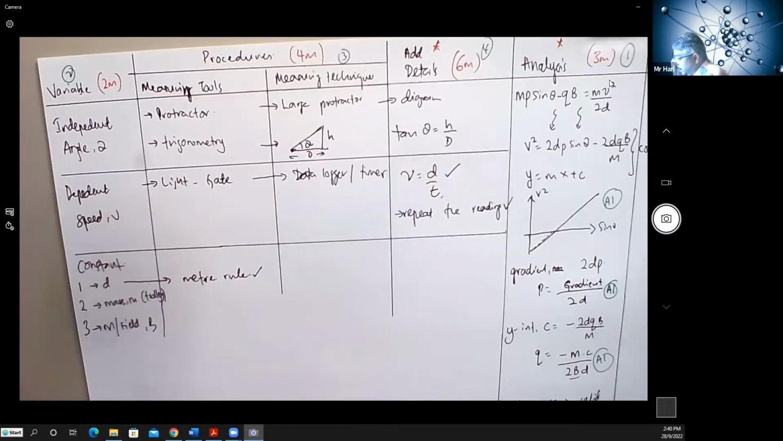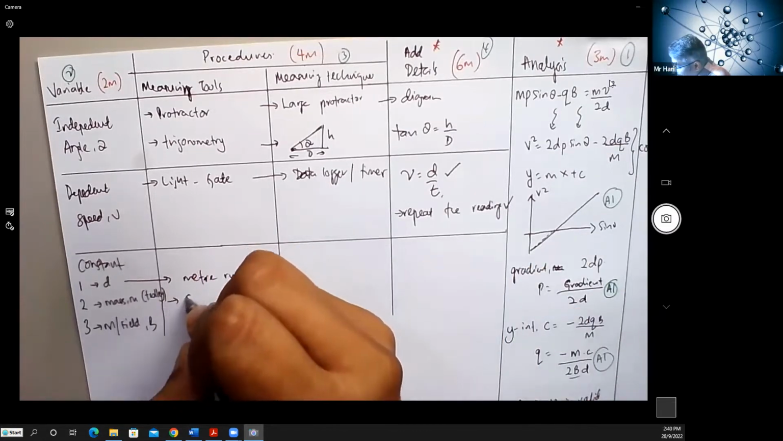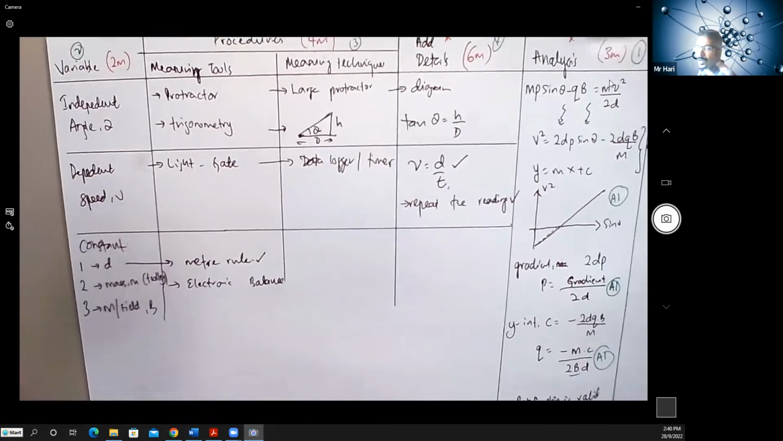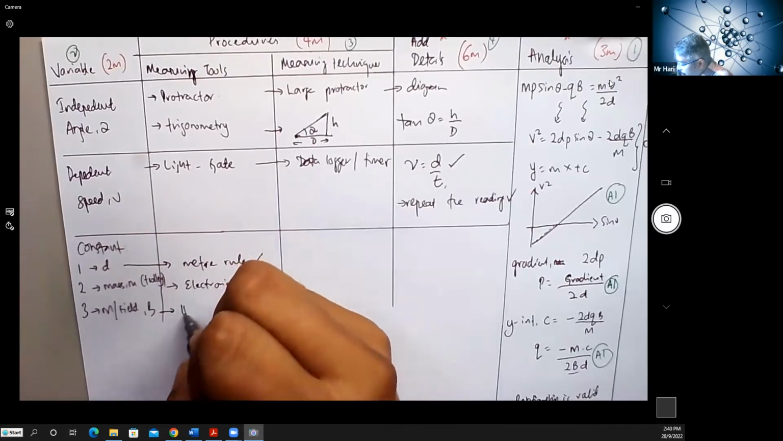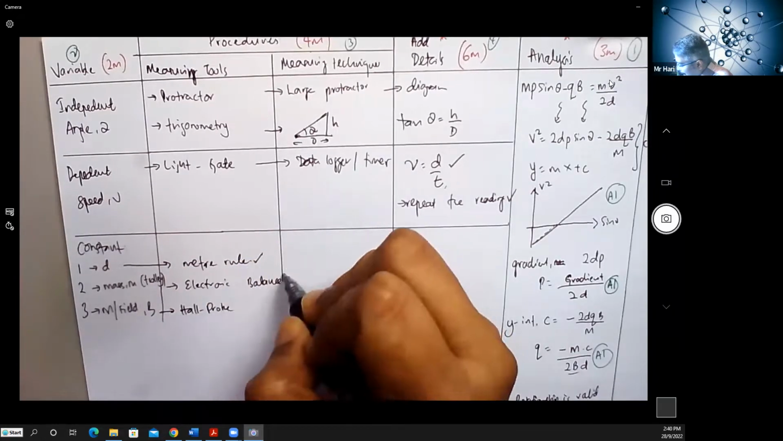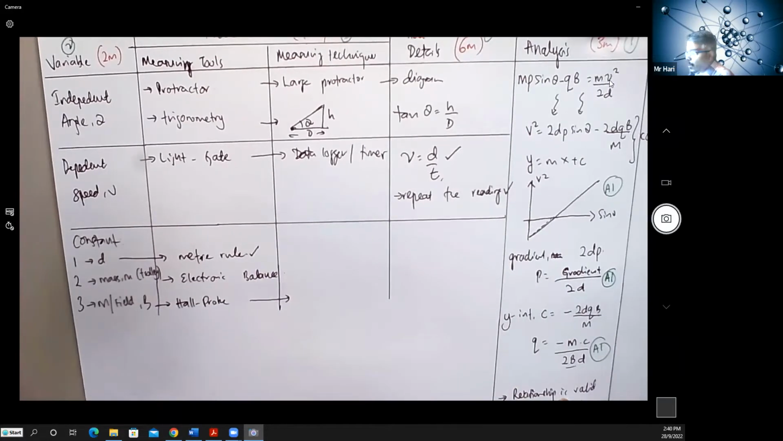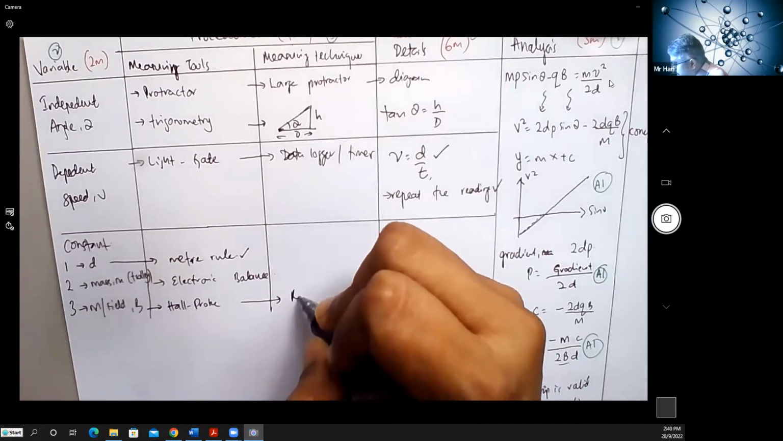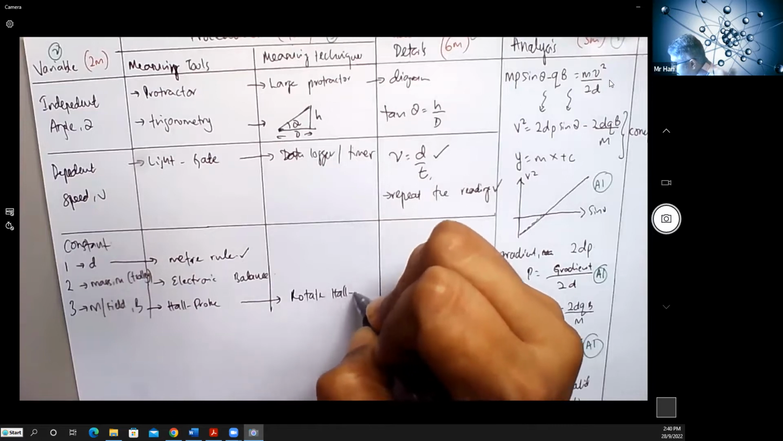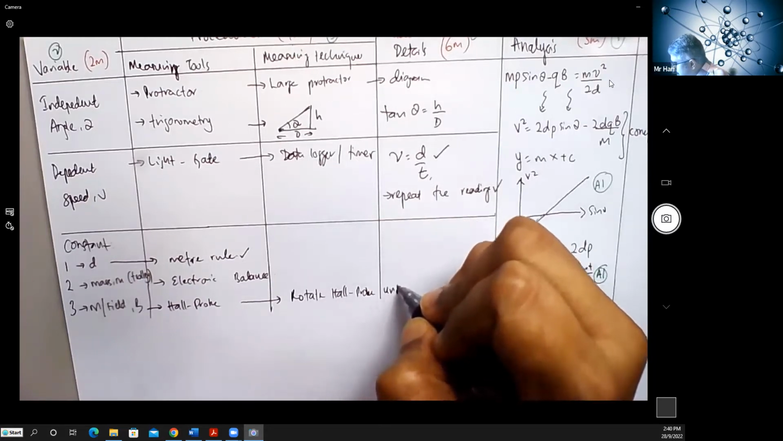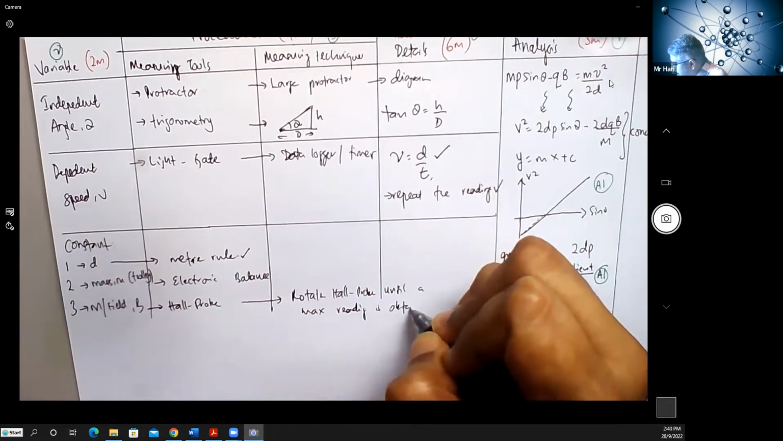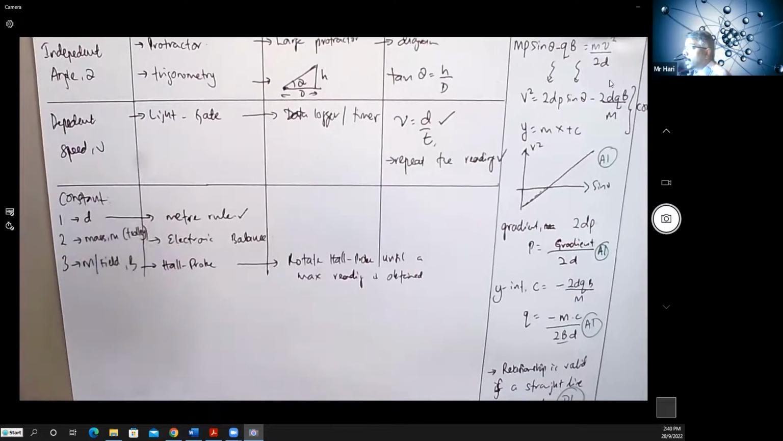All right. What else is missing? Mass of the trolley. All right. Going to use an electronic balance. Okay. Hall probe. This is where you're going to have to explain further about the Hall probe. The Hall probe is not just going to be placed there and then you measure. You need to rotate the Hall probe until a maximum reading is obtained. Okay. So this all must be mentioned.